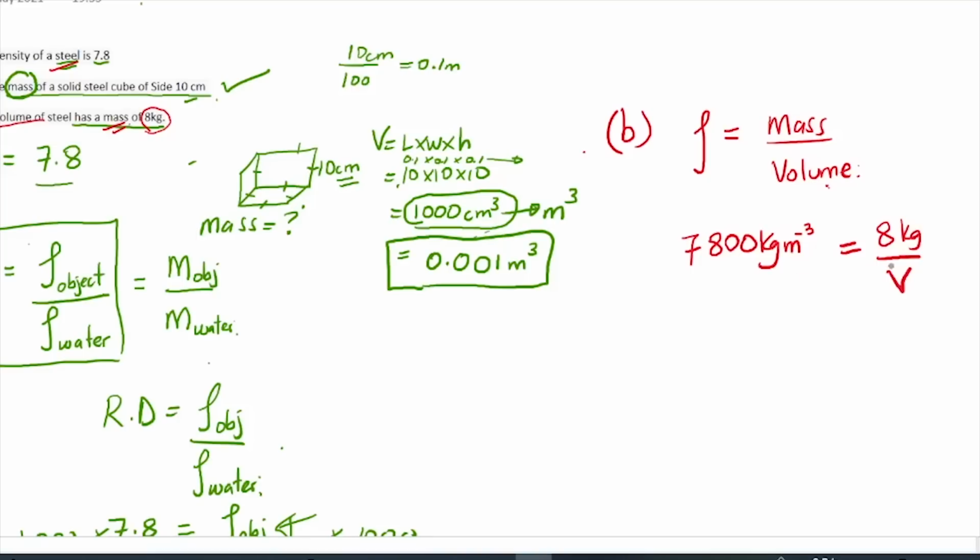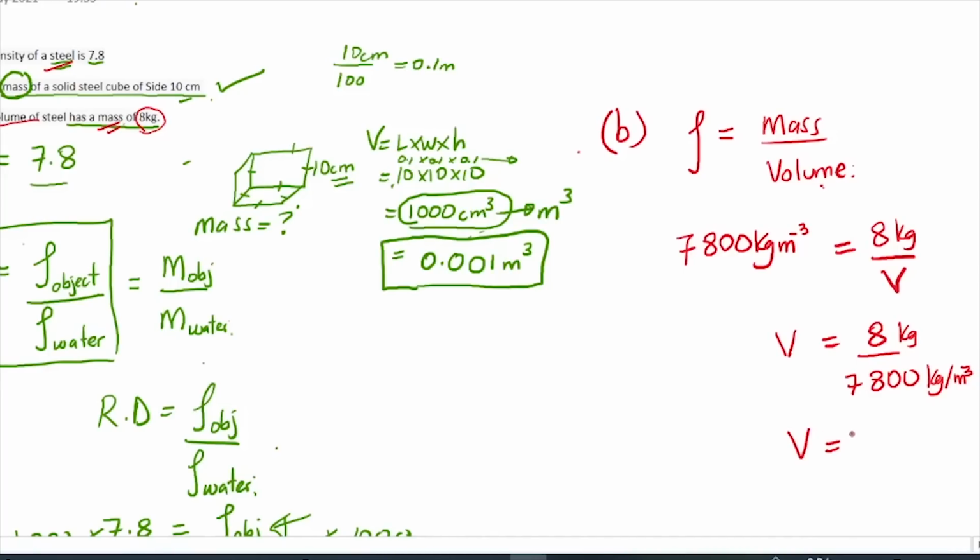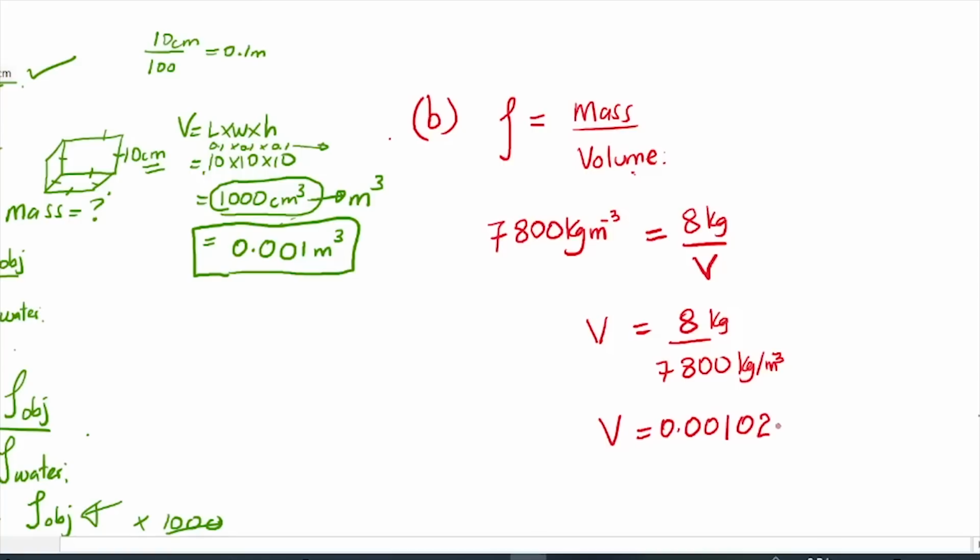Making V the subject of the formula here, V is going to be equal to 8 divided by 7,800. 8 is in kilograms, here it is kilograms per meters cubed. So the volume we have here is going to become 0.00102 meters cubed.